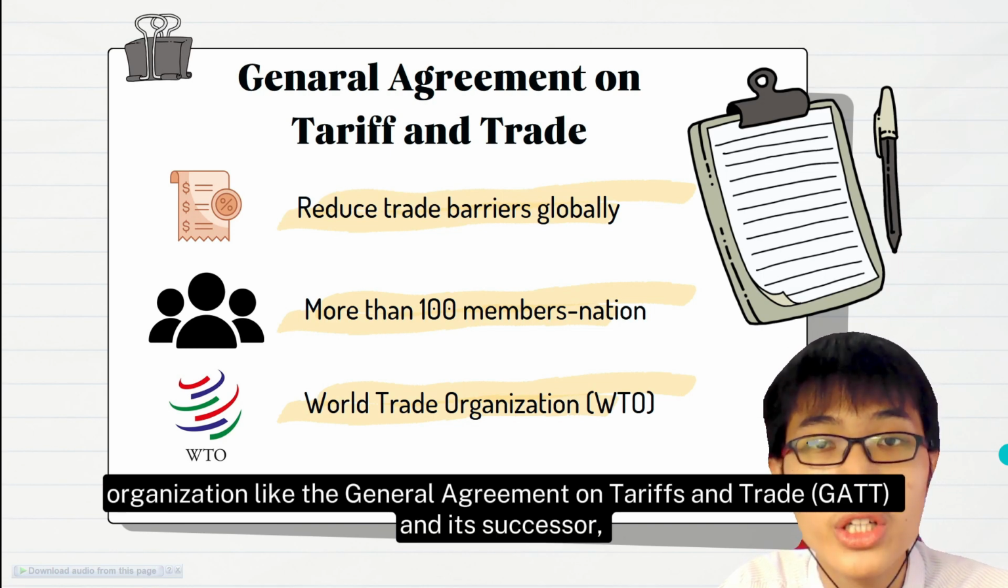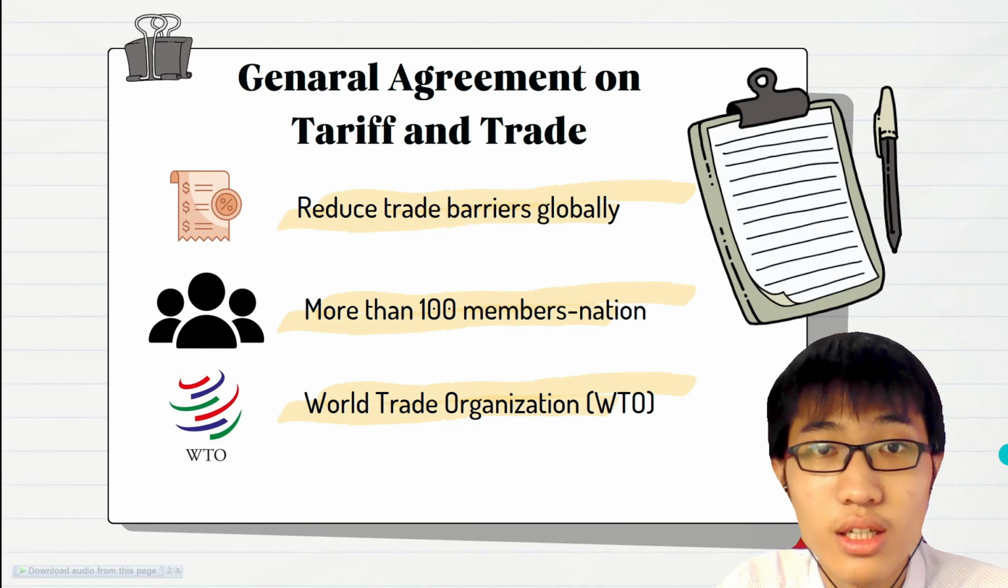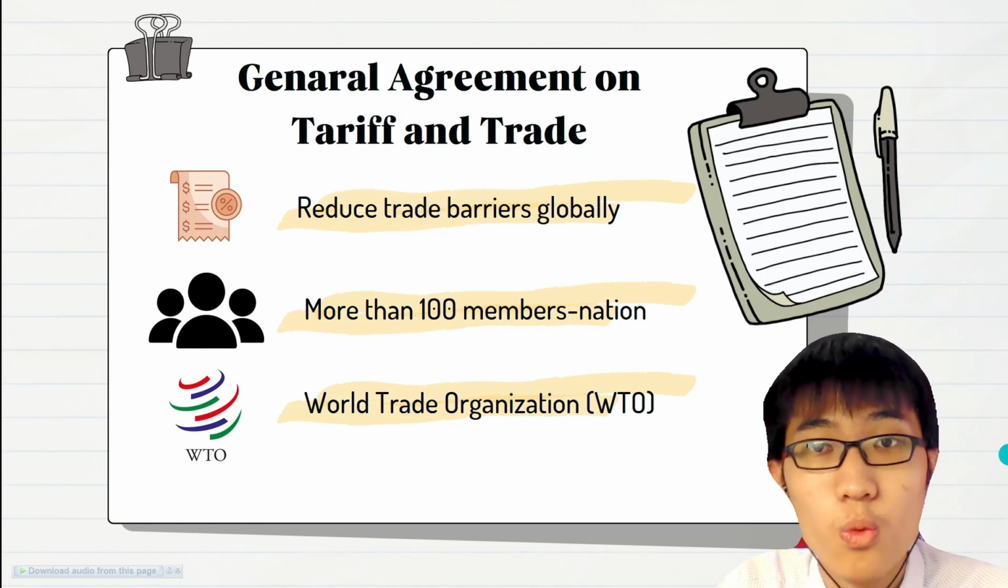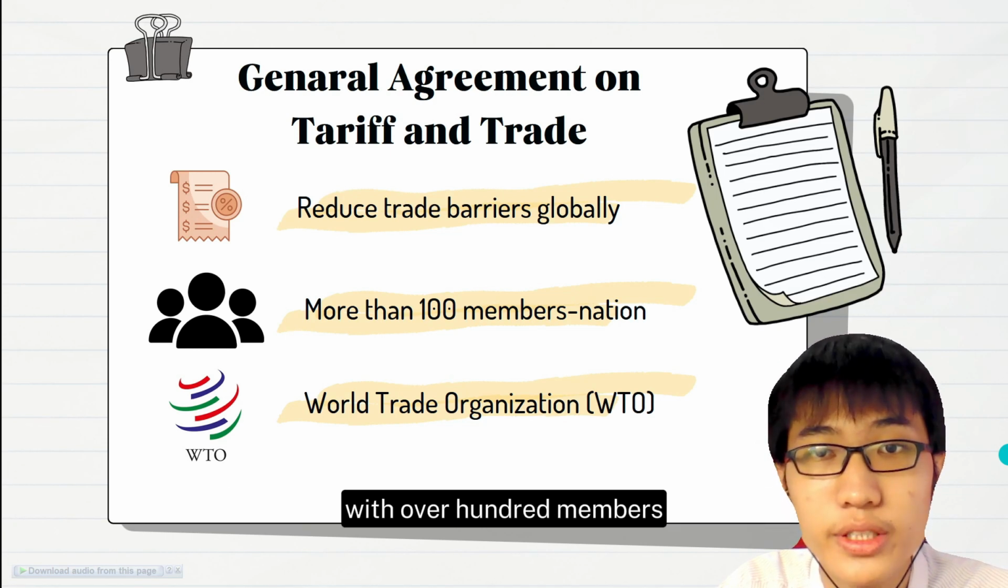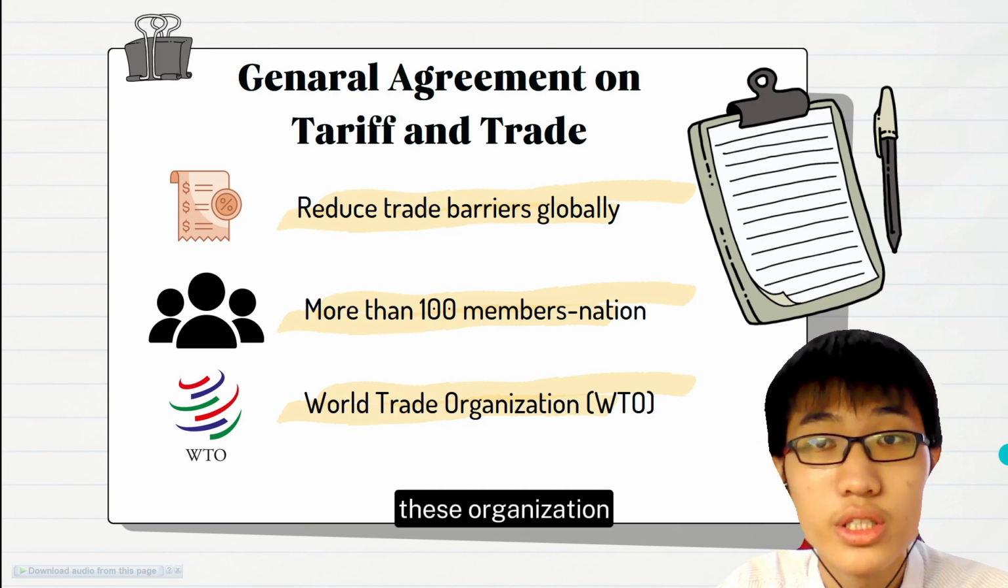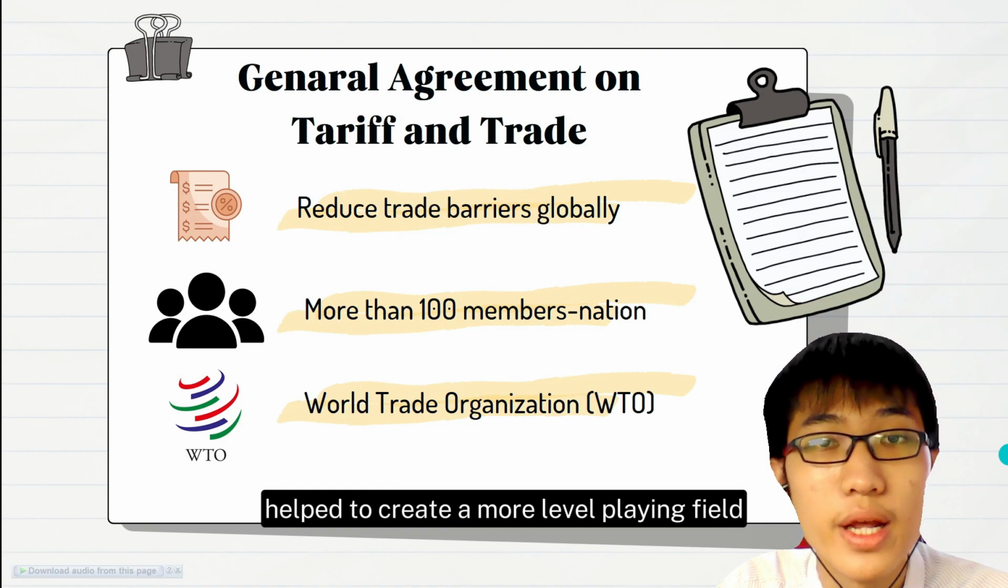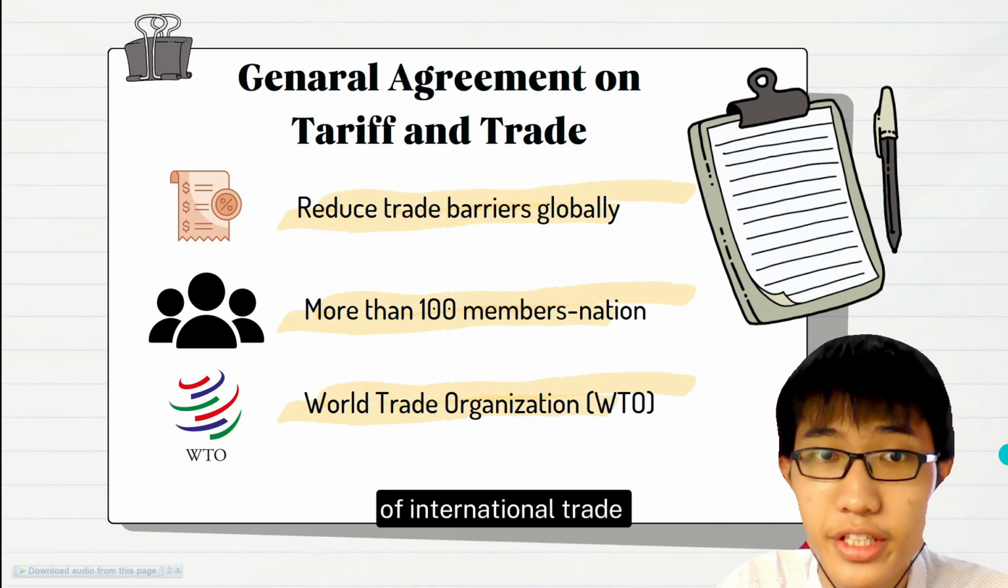Organizations like the General Agreement on Tariffs and Trade and its successor, the World Trade Organization, work to reduce trade barriers between countries, with over 100 members. This organization helped to create a more level playing field in international trade.